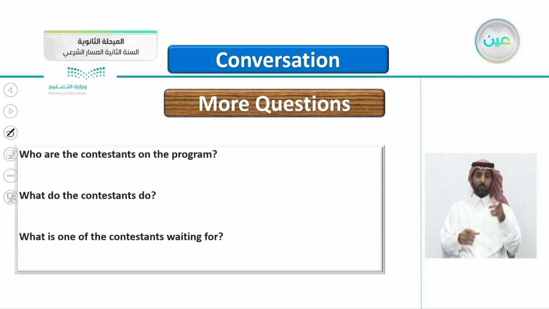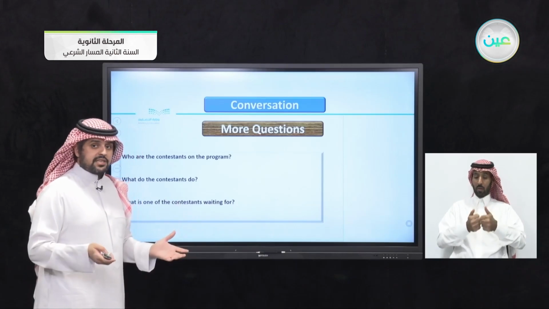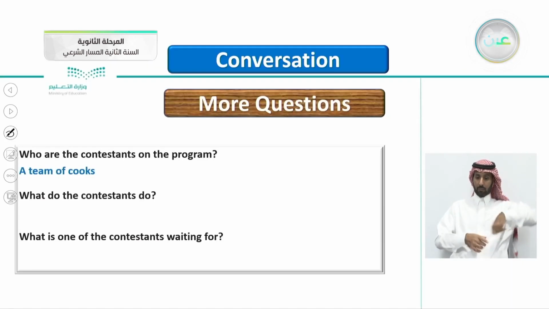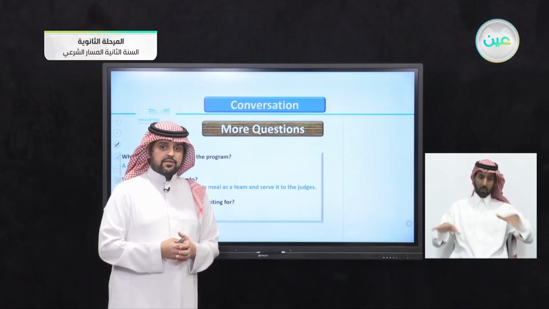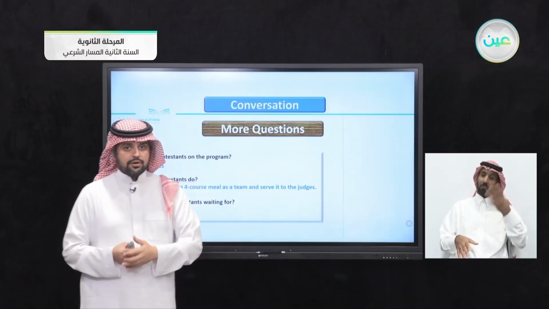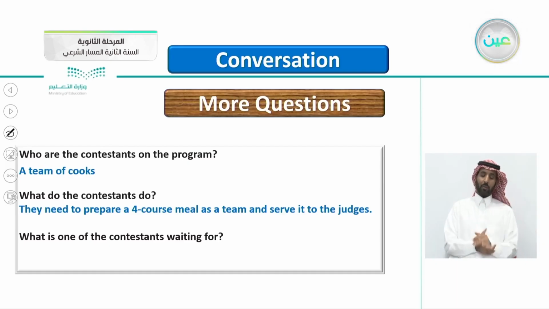Here are more questions also. Who are the contestants on the program? Who are the contestants here? Yes, very good. A team of cooks, they compete against each other. What do the contestants do? Yes, they need to prepare a 4-course meal as a team and serve it to the judges. As I mentioned before, they have to serve a 4-course meal to the judges.